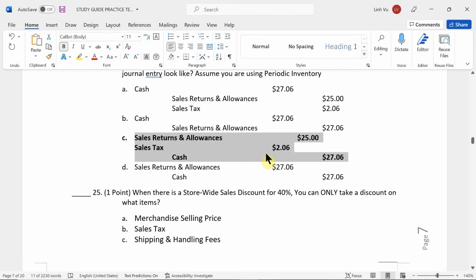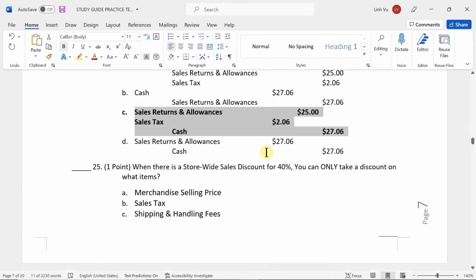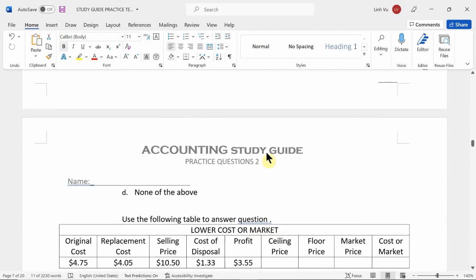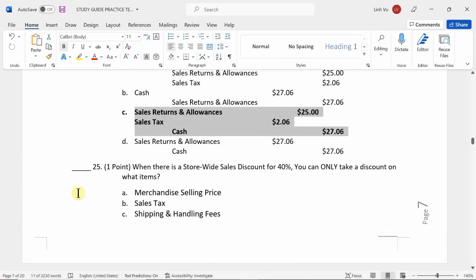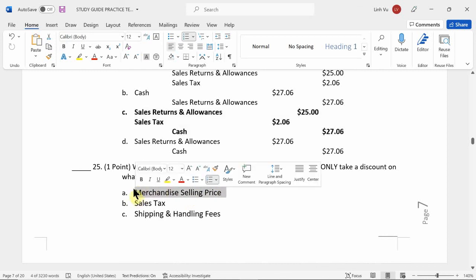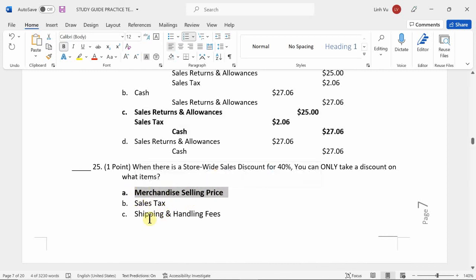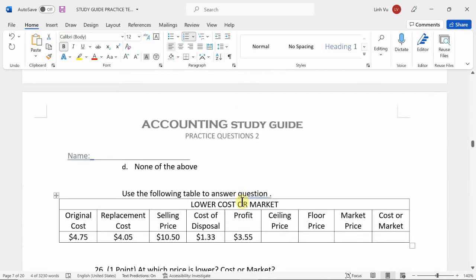25, okay. When there's a store-wide sales discount for 40% off, you can only take discounts off of what items? The selling price. Yes, the selling price. So in this case, yes, the merchandising selling price. You cannot take a discount on tax, right? That's illegal. You cannot take it. You cannot take a discount on shipping and handling because that's what the customer is paying to get the item, and none of the above is obviously the wrong answer. Okay.